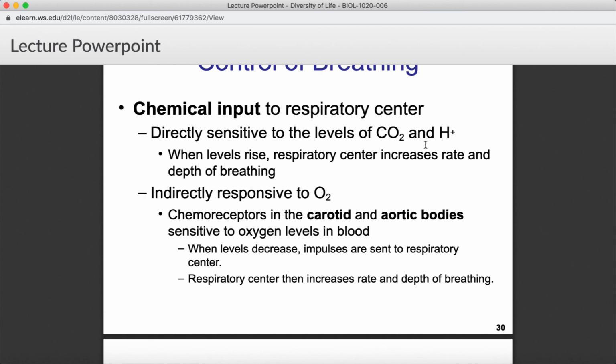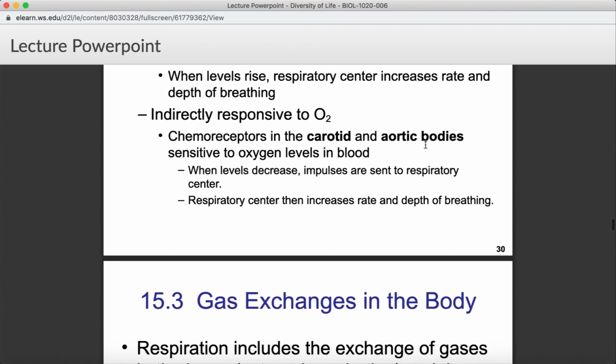Again, we exist within a very narrow band of pH, so that makes good sense that you have to keep that controlled. And it's indirectly responsive to oxygen, which again makes good sense. You have to have oxygen to survive.